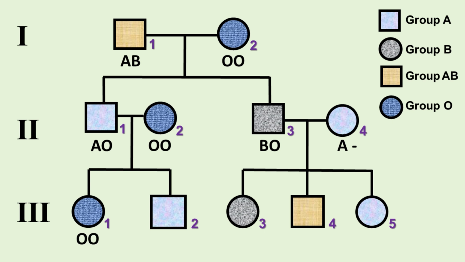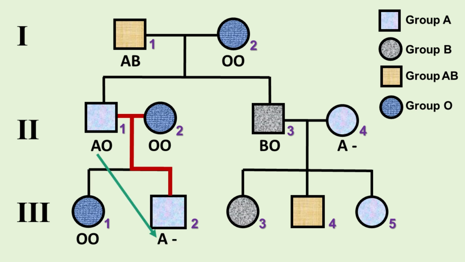Now to the third generation, III, individual number 1 has an O-type blood group, so her genotype is OO. Now just for a moment, let's check her parents. I turned the path to her parents in red. As you see, her father's genotype is AO and her mother's is OO. As you see, it is possible. She received one O allele from each of her parents.